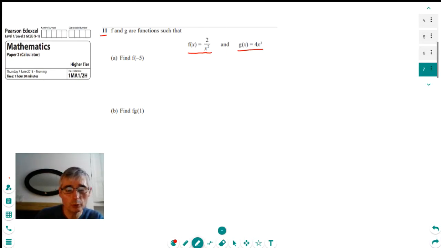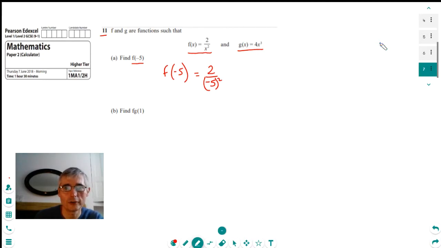So first of all, we're being asked to find f of minus 5. All that means is that we're replacing the x in the function by negative 5. So we can say, f of negative 5 is equal to, and then we just take this function here, 2 over x squared, and wherever we see the x, we'll just replace it by the number that we're told it is, in this case, negative 5. So it becomes 2 over negative 5, and then that's all squared.